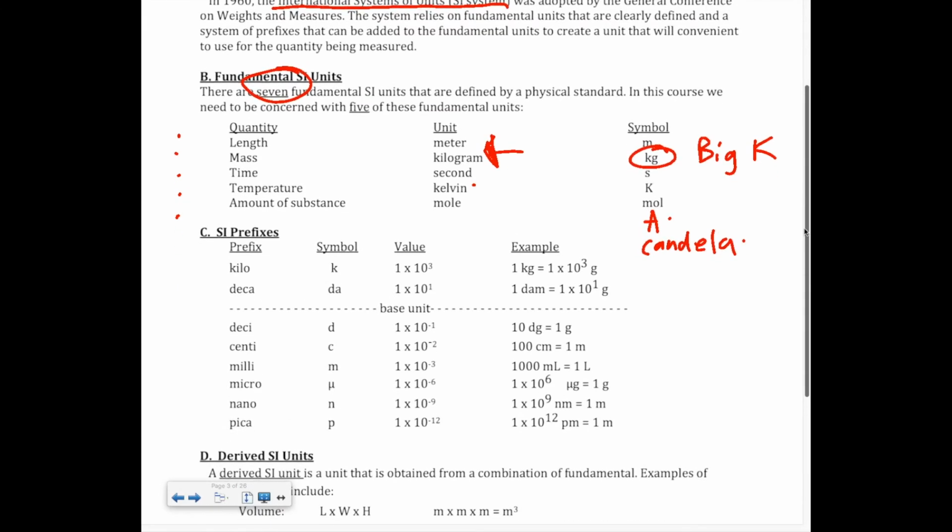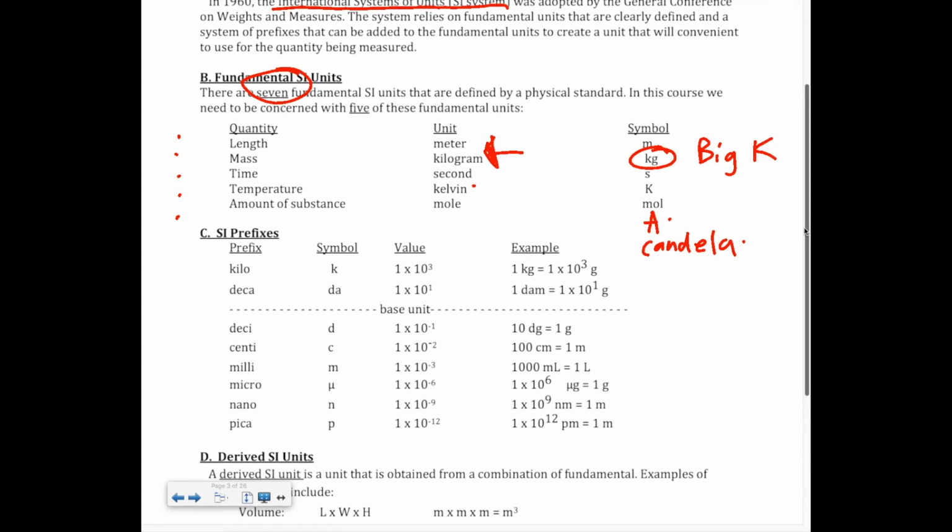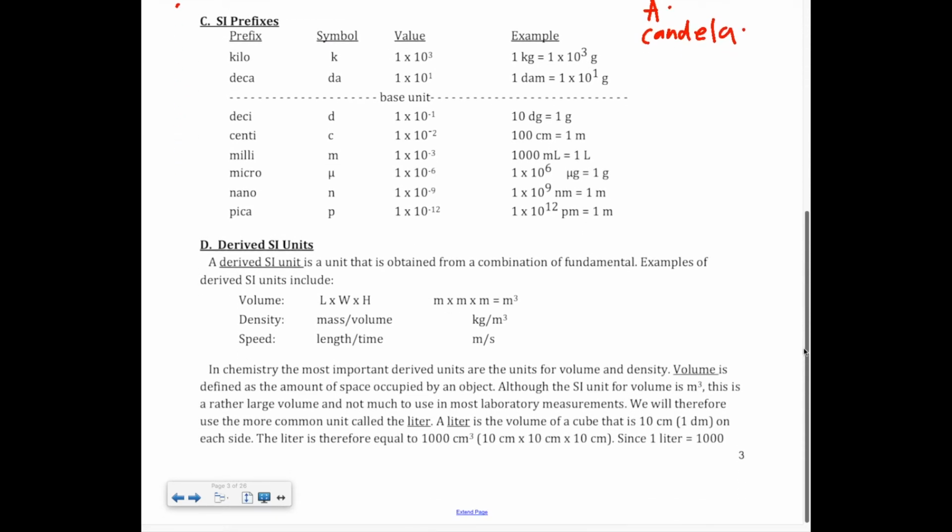So every other unit can be derived from these fundamental units. So let's take a look at the derived units down here at the bottom of the page. The derived units are a unit or a combination of the fundamental units. The most common ones that we'll see are volume, density, and speed. So volume is a combination of them. If you take length times width times height, which are all units in meters, and combine them by multiplying them together, you get meters cubed, or centimeters cubed, or decimeters cubed. Those are common ones we'll see.